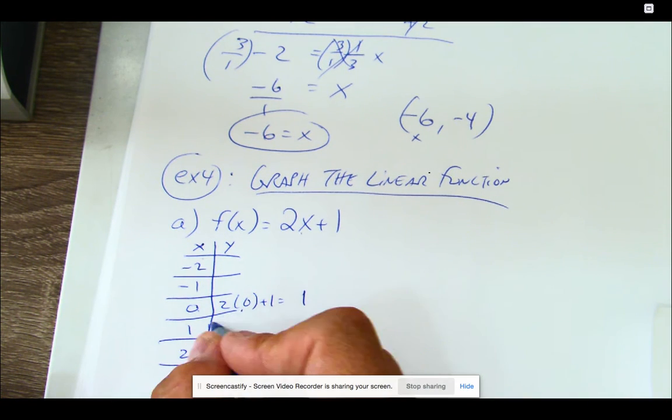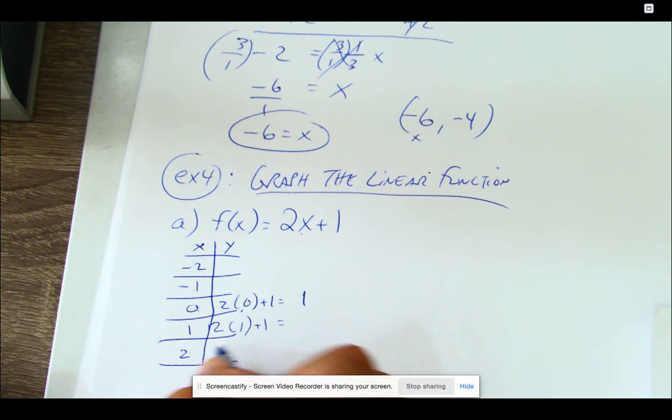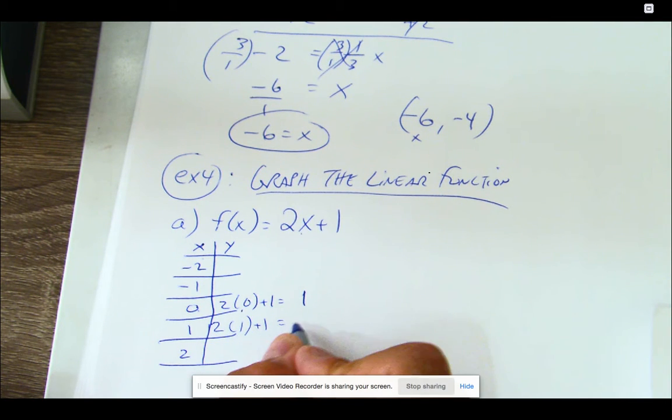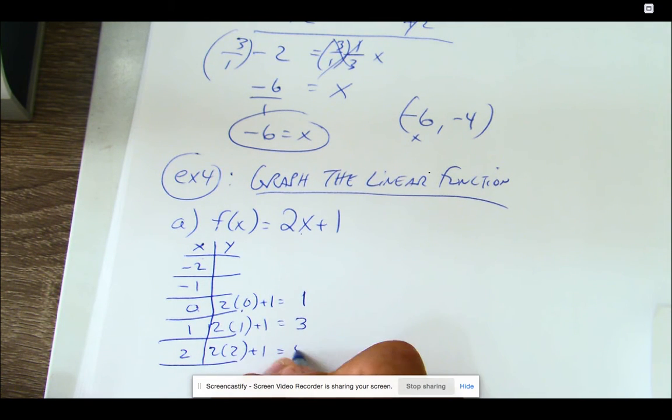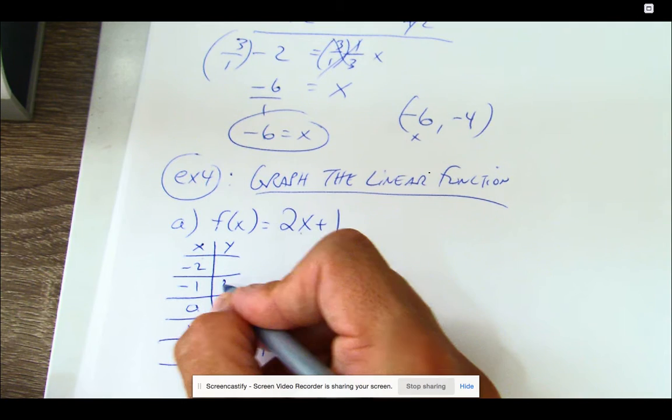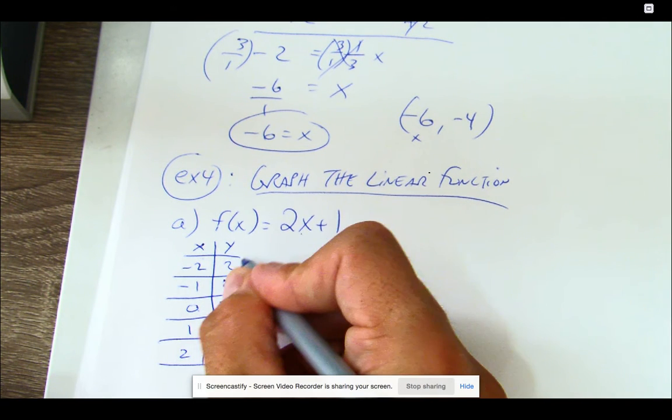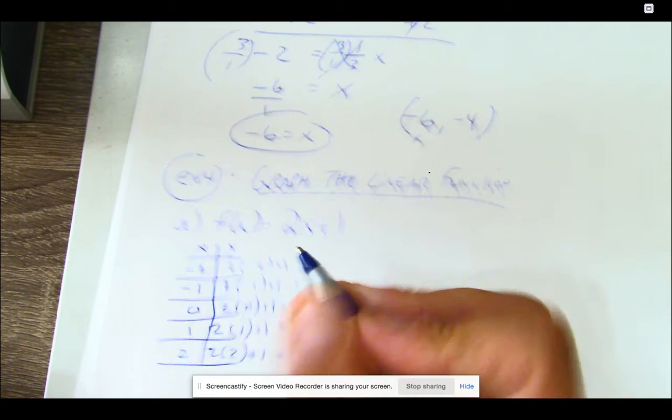Now I'm also going to do this one, 2 times 1 plus 1. If I put these together, 2 plus 1 makes 3. And if I do this one here, 2 times 2 is 4, plus 1 makes 5. Now, I'm going to also write the other ones down, and you might notice some patterns.